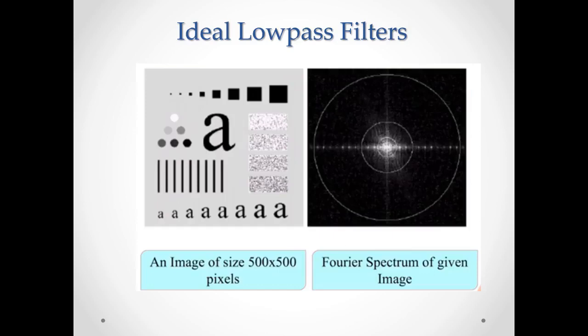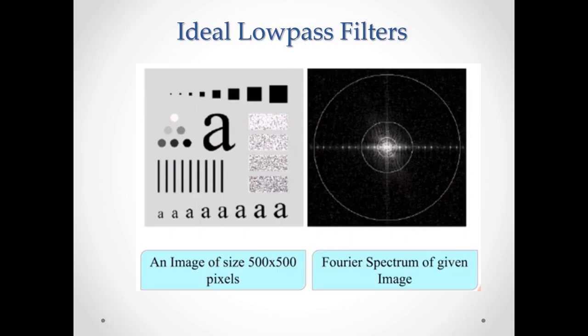So d naught here represents the non-negative value, and d of u comma v is the distance between the points u and v. So these two are any random points in an image. If we consider the image f of x comma y of size m cross n, in that case we can write d of u comma v is equal to u minus m by 2 whole square plus v minus n by 2 whole square. So this is the equation for d of u comma v.